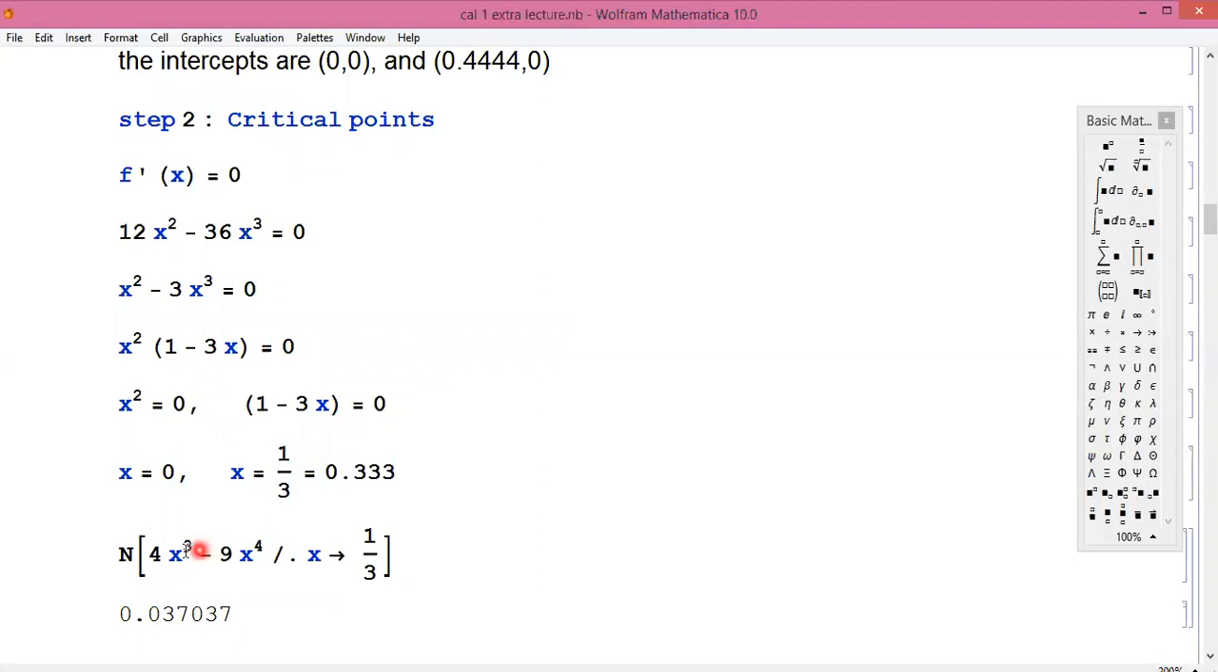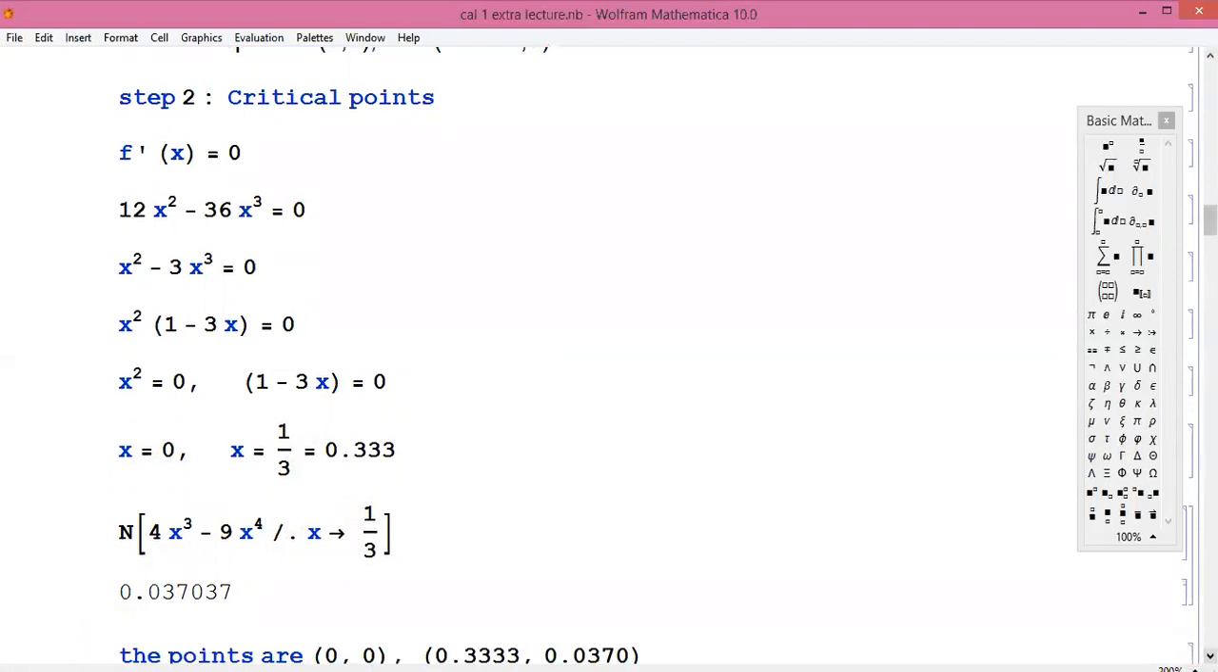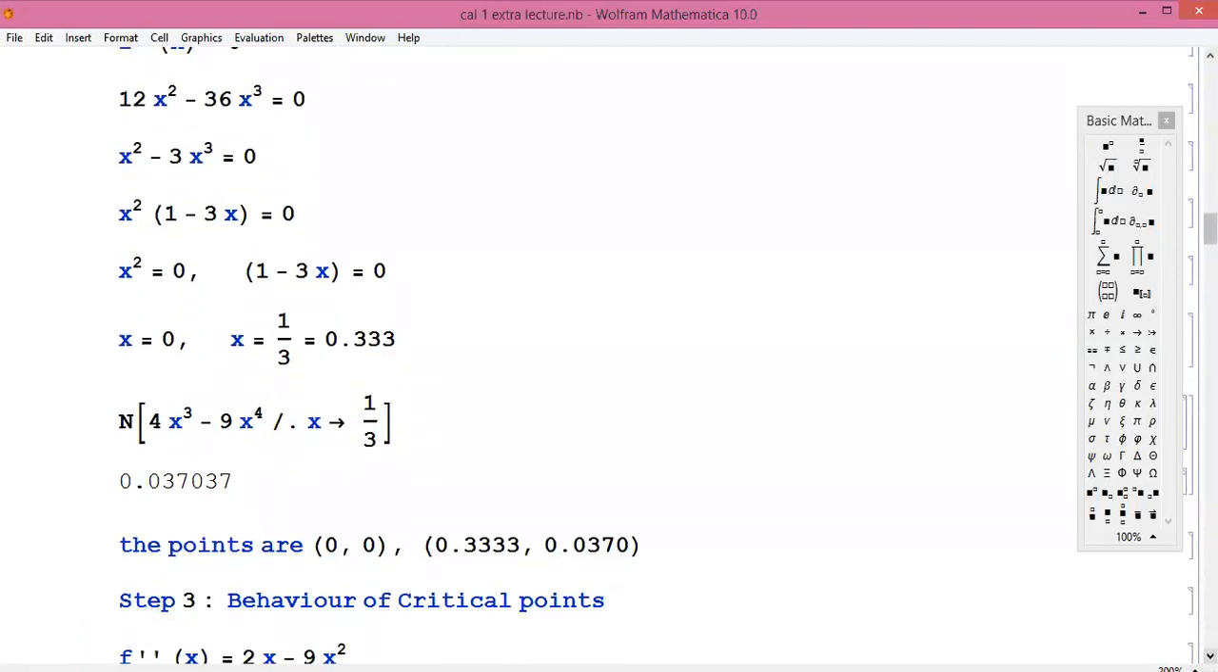Since I need the value, I know that at x equals to 0, my function is 0, so I know that point. But for this, I have to substitute the value in my function. The function is this. By substituting the value, I will get the point 0.037037. Okay, that is the recurring number, and that is a very small number. So the points are 0, 0 for this one, and 0.33, 0.037 for this one.